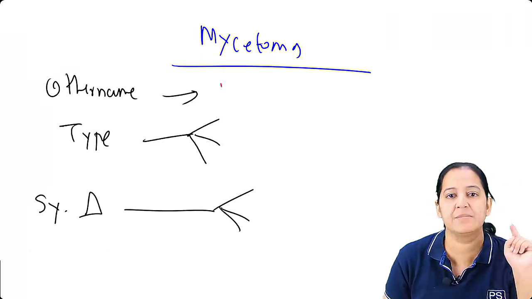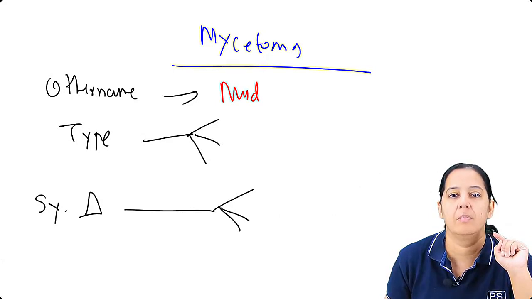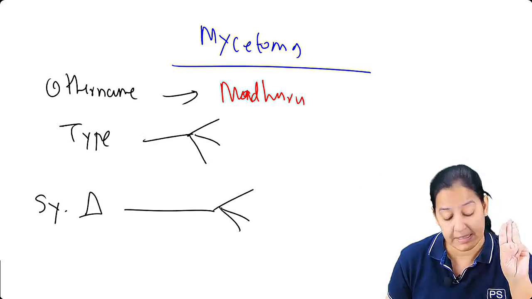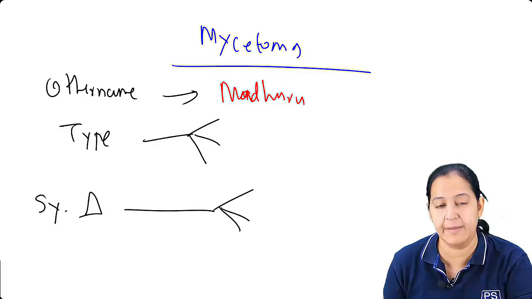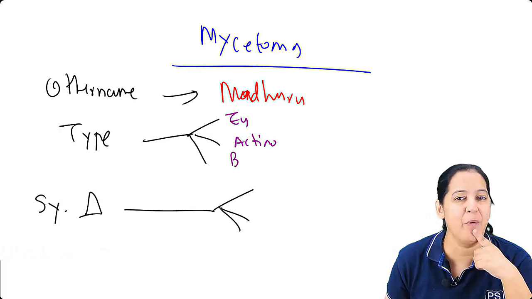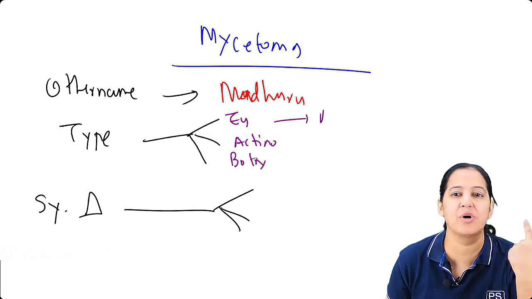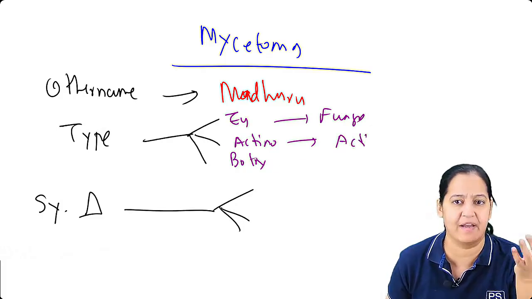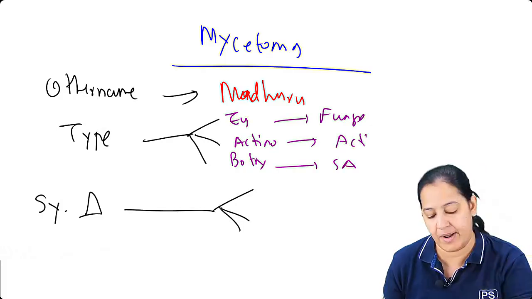So the other name is Madura foot या Madura mycosis. The three types are eumycetoma, actinomycetoma, and botryomycetoma. Eu is caused by fungus, say yes. Actino is caused by bacteria, that is actino-type bacteria. Botry is caused by Staph aureus. The triad you have to tell me.